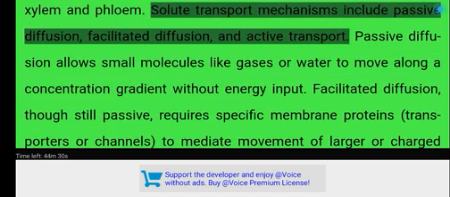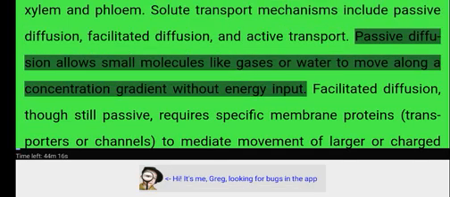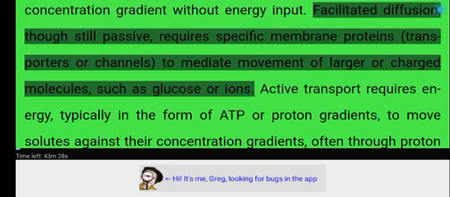Solute transport mechanisms include passive diffusion, facilitated diffusion, and active transport. Passive diffusion allows small molecules like gases or water to move along a concentration gradient without energy input. Facilitated diffusion, though still passive, requires specific membrane proteins, transporters, or channels to mediate movement of larger or charged molecules, such as glucose or ions.